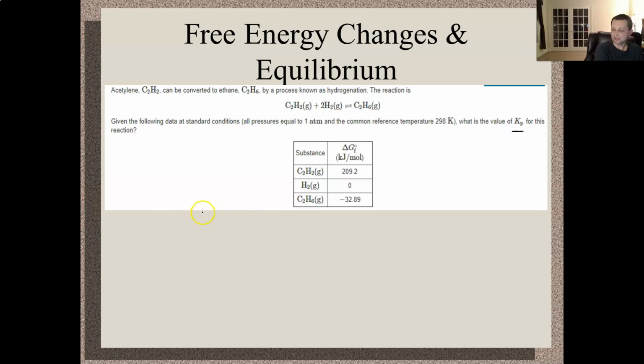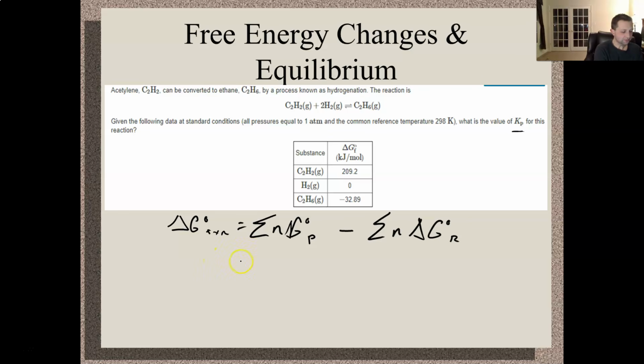So let's go ahead and knock it out here. So delta G for the reaction equals the sum of the moles of your delta G at standard of your products minus the sum of the number of moles times your delta G at standard of your reactants, right? So this equation can be used for delta G, delta S, delta H. If you have all of your substances in your chemical reaction, to find the delta G of the reaction, you do what we have here.